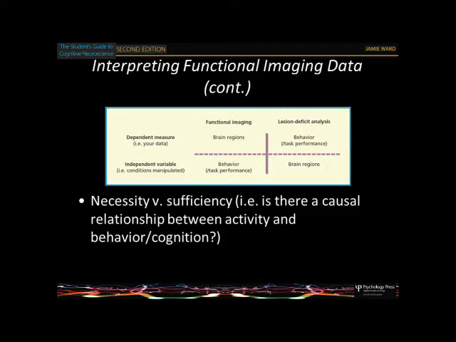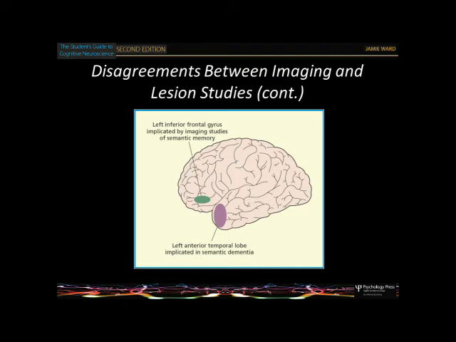I'll give you an example of that. This is a concrete example from the literature that I think is quite interesting. Basically the question is where conceptual knowledge, so semantic memory and knowledge of the meaning of words, is in the brain. And there are various answers to that.